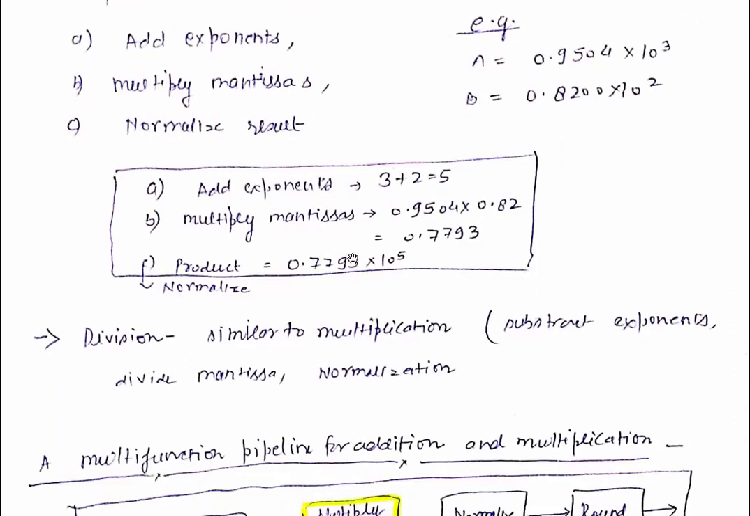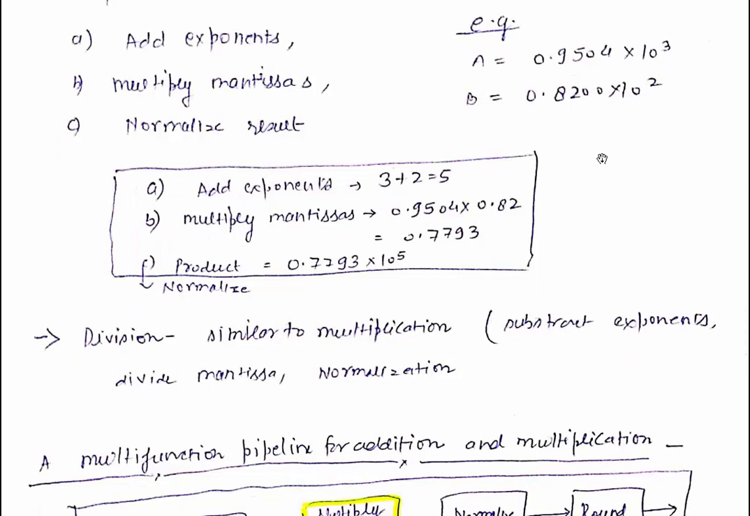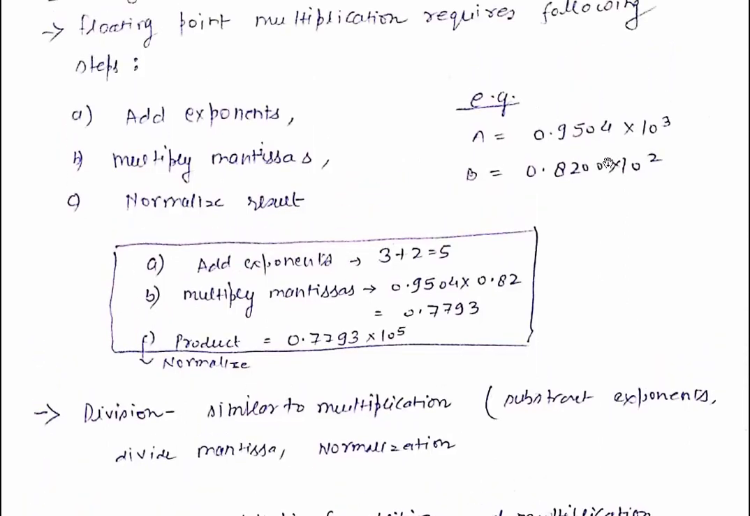And division is very similar to multiplication. You have to subtract the two exponents, perform fraction division, and normalization. So addition and subtraction were very similar. Similarly, multiplication and division are very similar. Now, a pipeline for multiplication you can simply implement.